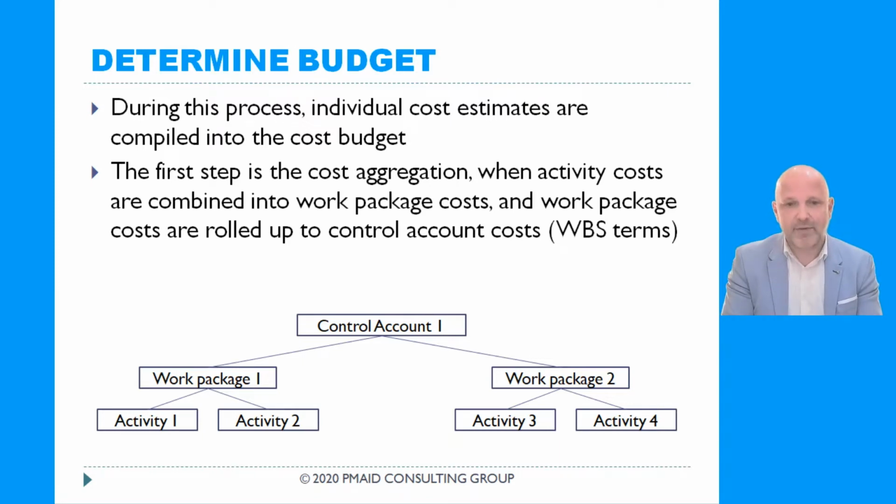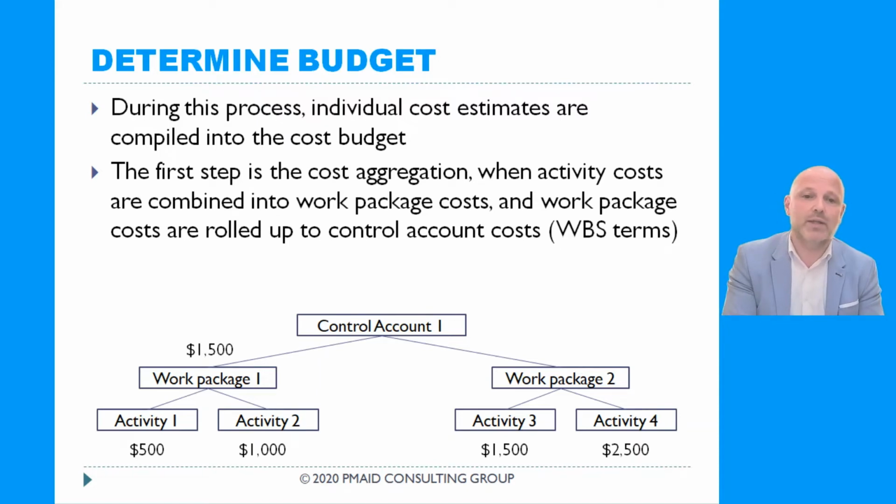Let's say we have our activity costs determined. And we have 4 activities, activity 1, activity 2, activity 3, activity 4, and their costs are as follows: $500, $1,000, $1,500, and $2,500. So by putting them together, we can easily identify the cost of work package 1 and the cost of work package 2. Work package 1 will have the cost of $1,500 and work package 2, $4,000. What will be the cost of control account 1? Very simple. It will be the sum of these 2 costs.